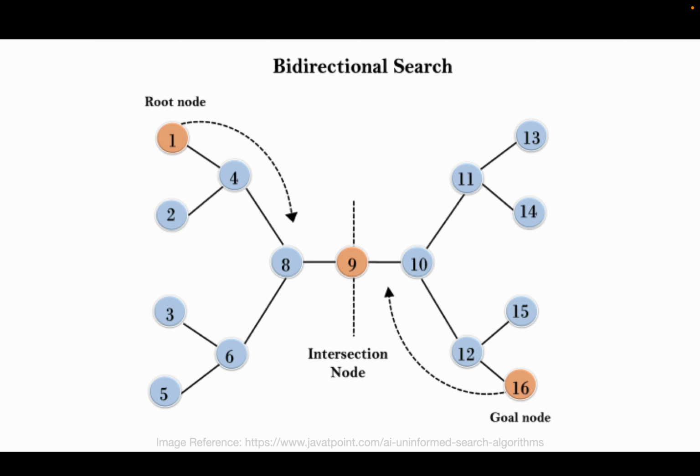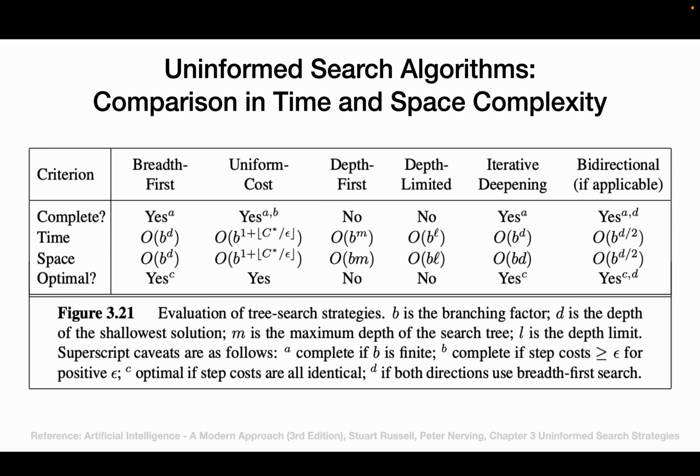So this is how it looks. You have a root node and a goal node, and you traverse both by generating the child nodes, and you reach a point in the middle where they intersect. If there is a common node between both frontiers, then you can say that you have a path from the initial node to the goal node. Once again, the time complexity is order of B power D by 2 and the space complexity is order of B power D by 2.